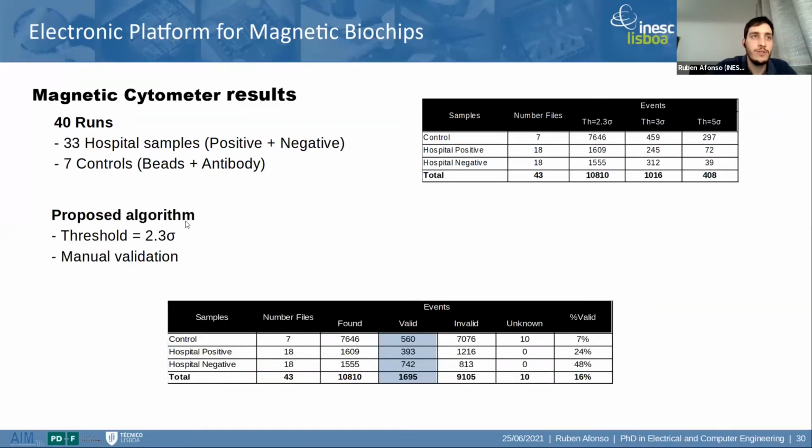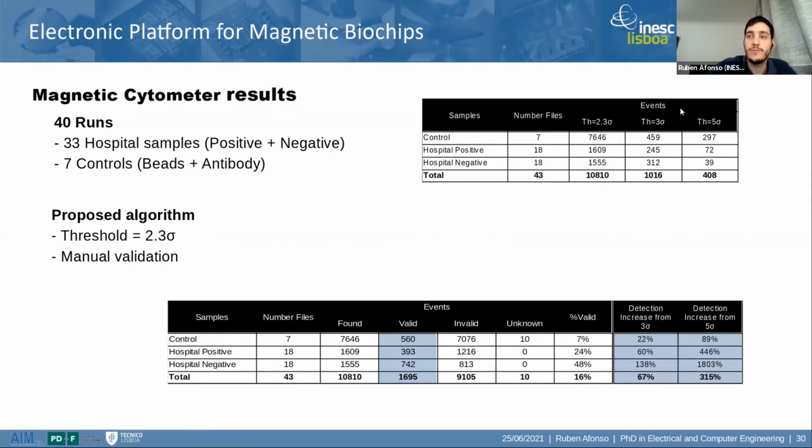So after the proposed algorithm, after we manually validate each peak, from these 10,000, only 1,695 of these events are considered valid. So we detect 25 compared with the 3 sigma threshold and the 5 sigma threshold. We only detect 21% and 7% respectively. So we have an improvement in the detection of 67%.